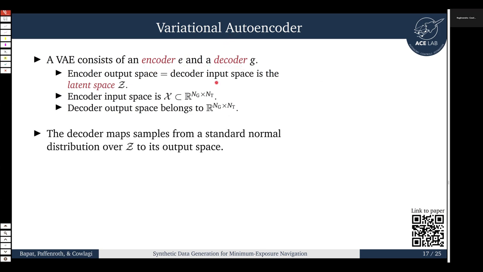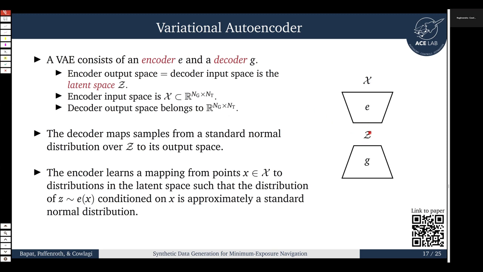And the variational autoencoder is pretty similar in that the encoder's output space is the same as the decoder's input space, and the decoder's output space is the same as the encoder's input space, which is the same size as the training data. So the idea is that after training this variational autoencoder, we simply take the decoder and make it take samples from a standard normal distribution over its latent space, that is the input space, and make it map those samples to its output, which hopefully then resembles the training distribution.